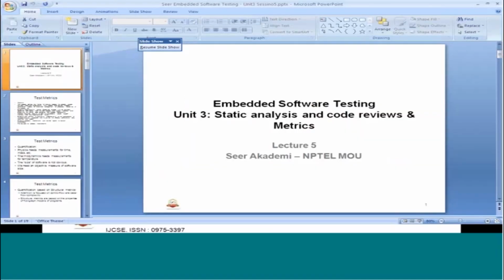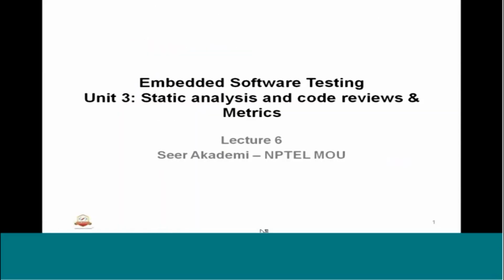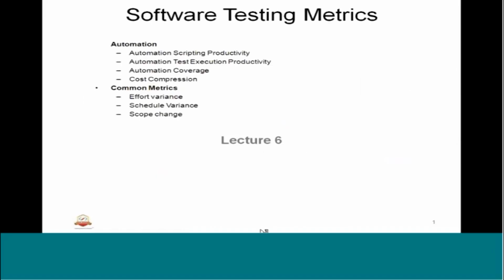So that is what we have studied in lecture 5. So today we will continue on lecture 6, which details the metrics for automation: automation scripting productivity, automation test execution productivity, automation coverage, cost compression. All this will be automated. So that's sort of a thing we generate, typically based on some tools like an Excel sheet or any other tool. So we know that common metrics are used: effort variance, schedule variance, scope changes.